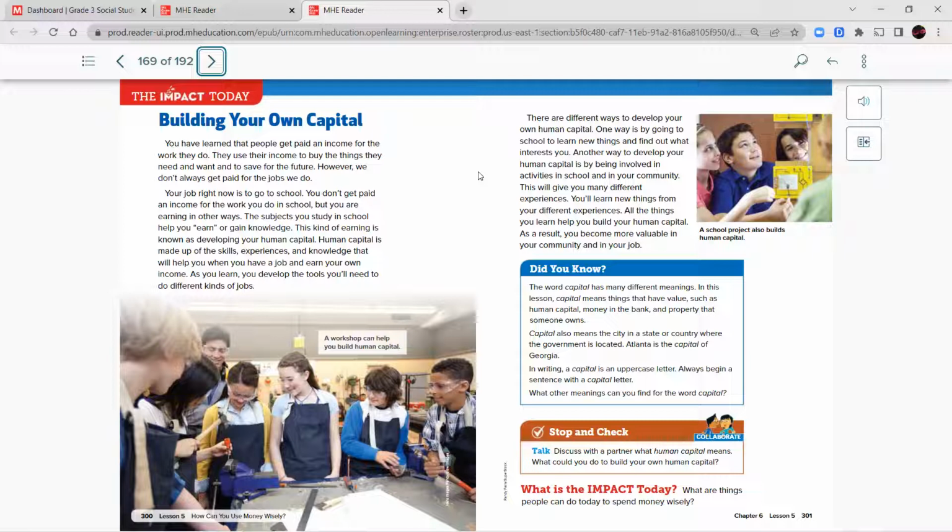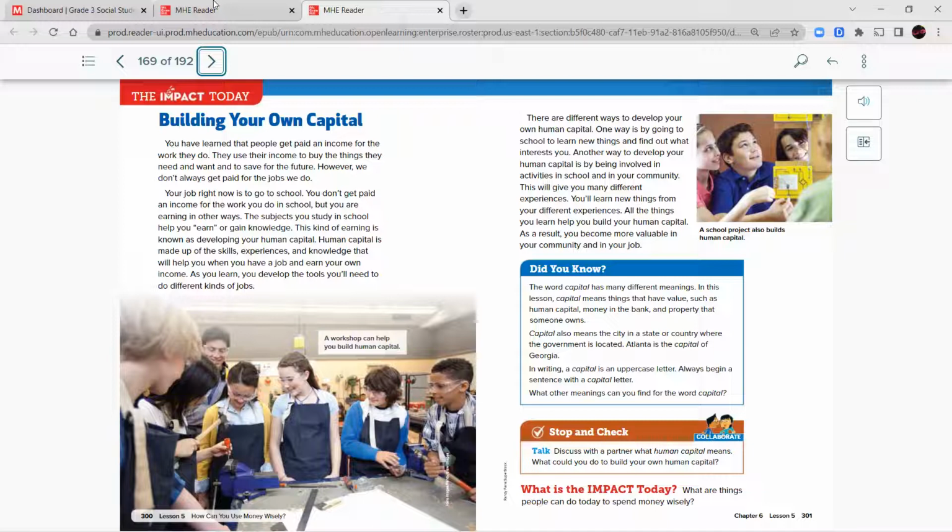Did you know the word capital has many different meanings? In this lesson, capital means things that have value, such as human capital, money in the bank, and property that someone owns. Capital also means a city in a state or country where the government is located. Atlanta is the capital of Georgia. In writing, a capital is an uppercase letter. Always begin a sentence with a capital letter. What other meanings can you find for the word capital?